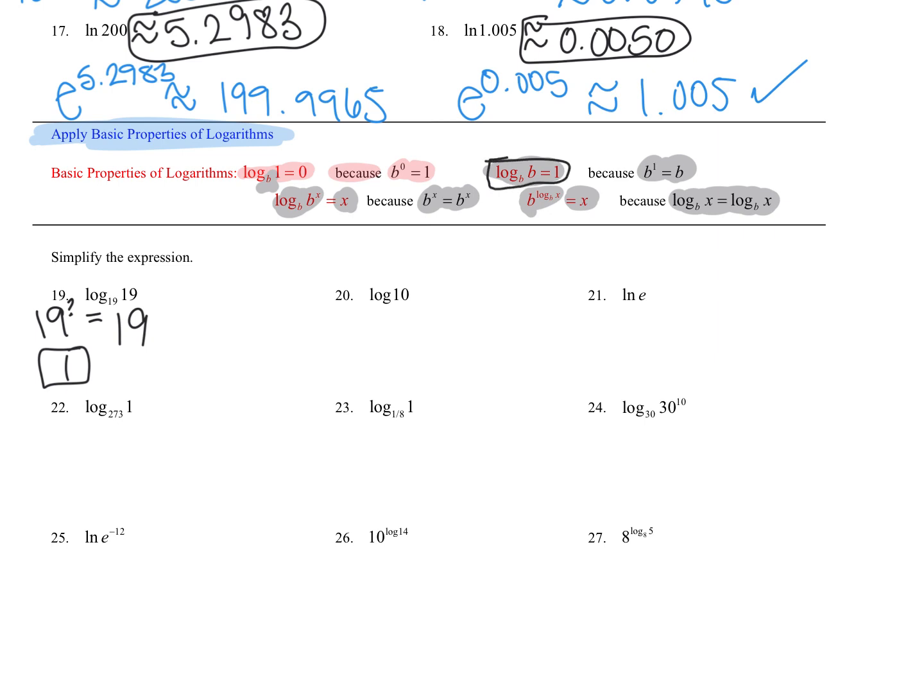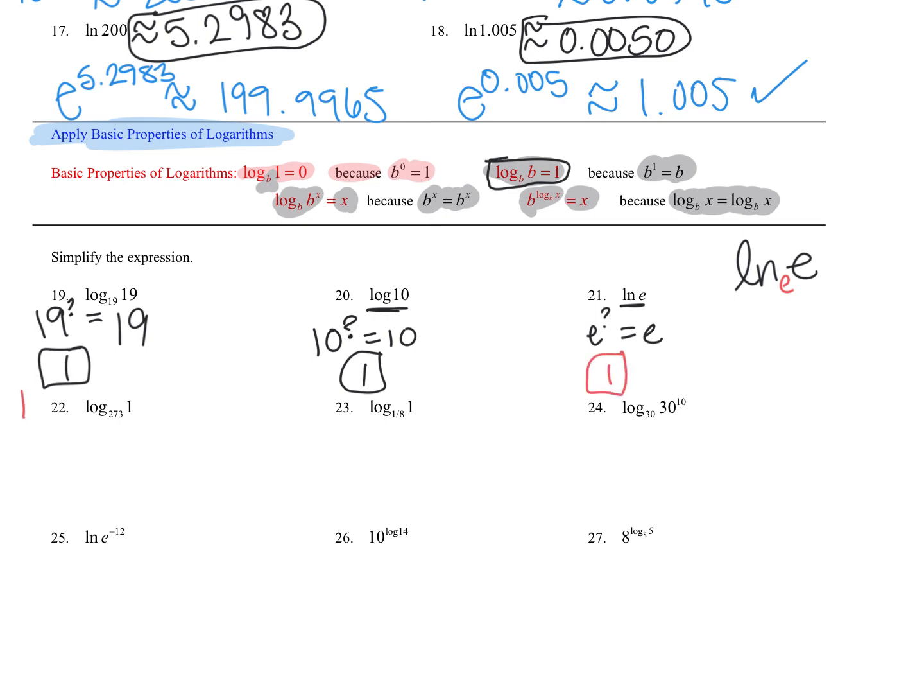Okay. Number 20 says the log of 10. Well, really what that is, the base is 10, raised to what power equals 10? 1. 10 to the first power equals 10. Number 21, I see the natural log of e. e raised to what power equals e? Because remember, the natural log of e has a base of e. It's of course invisible, and it's assumed. So that would also be 1.